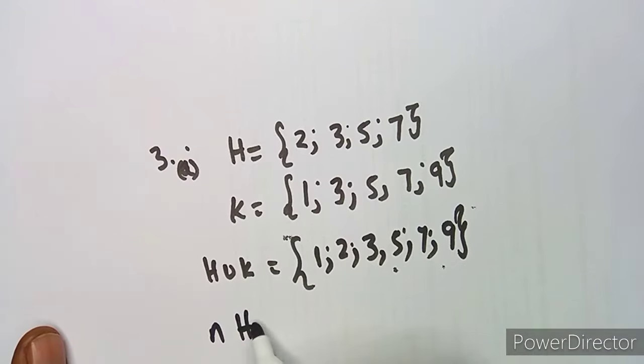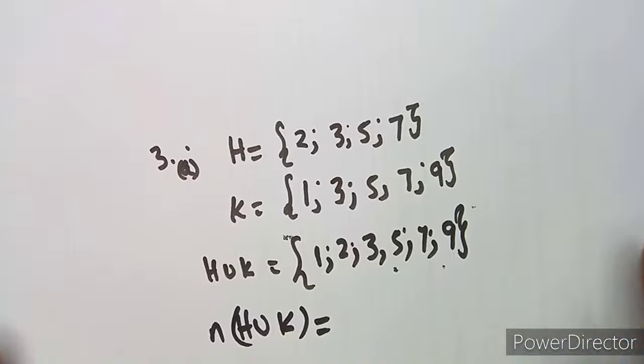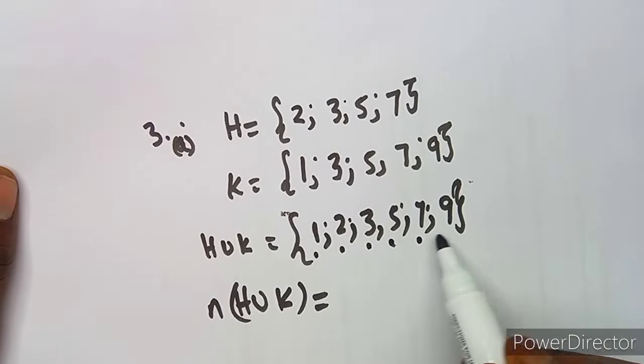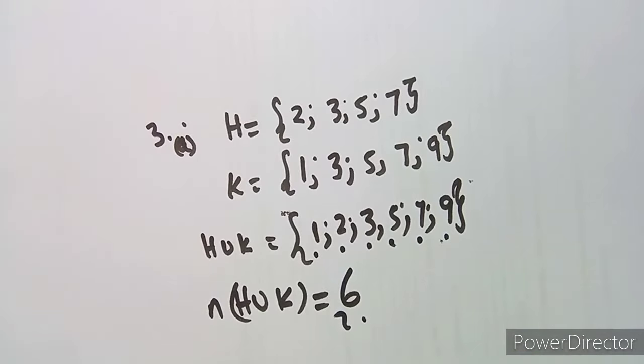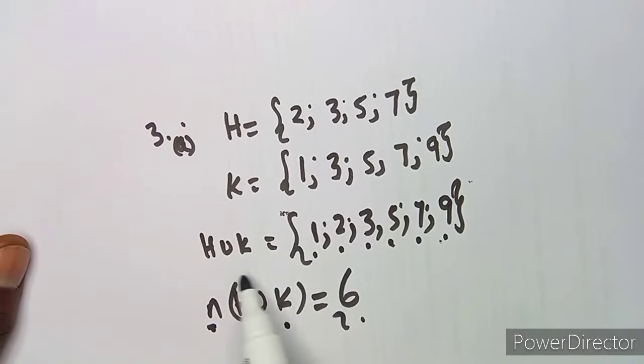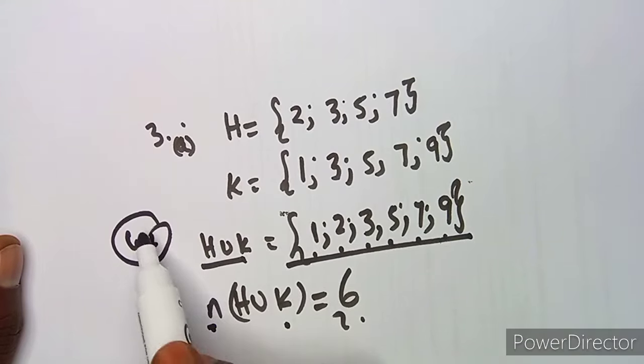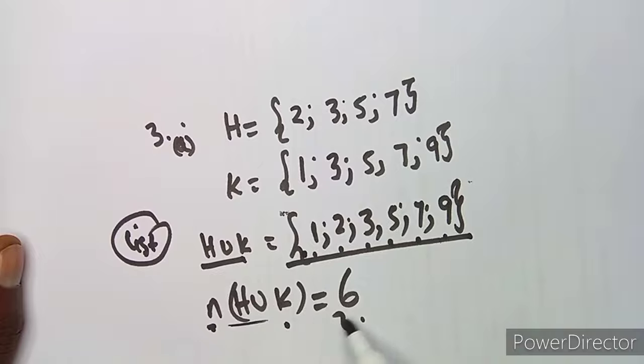So therefore, the number of elements in H union K in this case is going to be 1, 2, 3, 4, 5, 6. We've got 6 elements. That is the question. This N is saying how many elements do we have in that set. But if you are asked to just find H union K, you leave your answer like this. This type of question is when you're asked to list the elements. This is to list, then this is to find the number of elements.